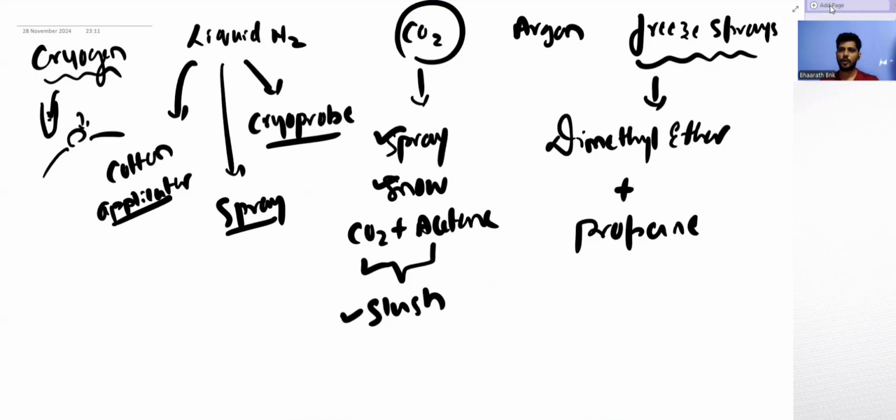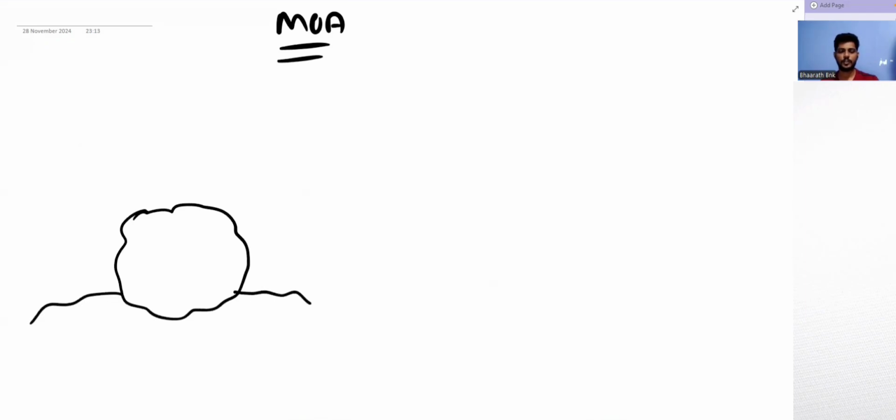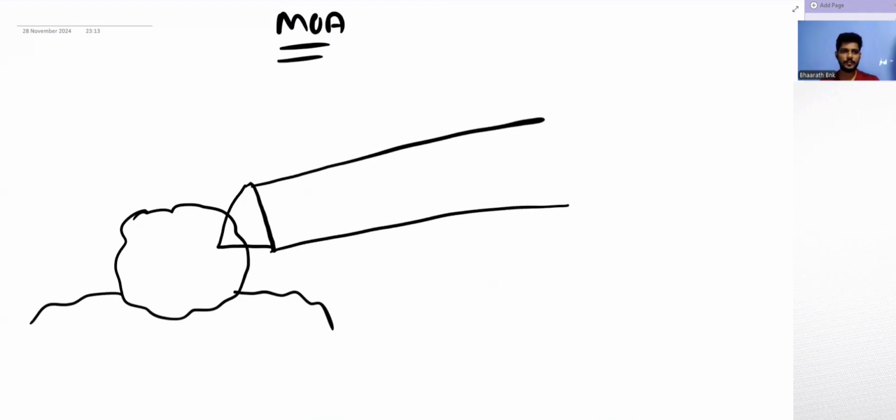Right? So now, how to go about it? Mechanism of action. For example, if there is a lesion here on the skin, and you need to treat this lesion, you insert a probe into this lesion. This probe has a needle and then a chamber. Inside this chamber, there is one more chamber which has a high pressure system with a valve.